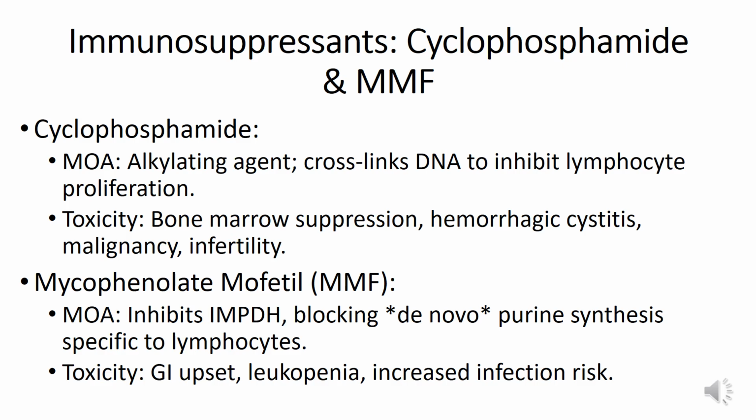They are commonly used in severe or steroid-resistant glomerular diseases. Two important examples are cyclophosphamide and mycophenolate mofetil, often called MMF. Although both suppress the immune system, they work in very different ways. Let's begin with cyclophosphamide. Cyclophosphamide is a powerful immunosuppressive and cytotoxic agent.